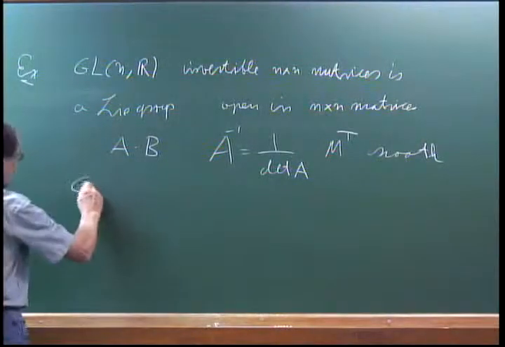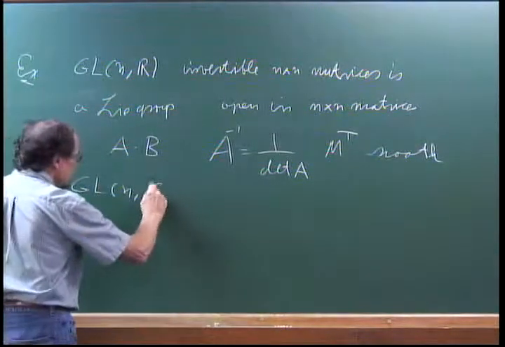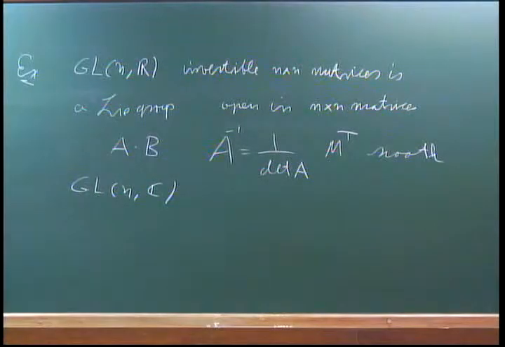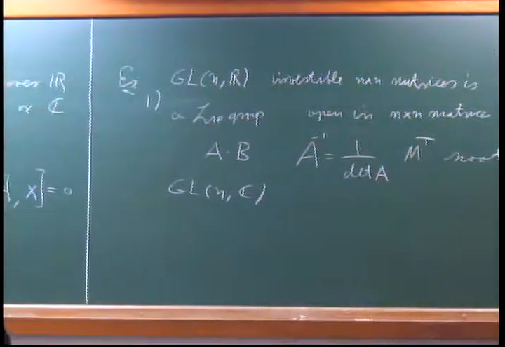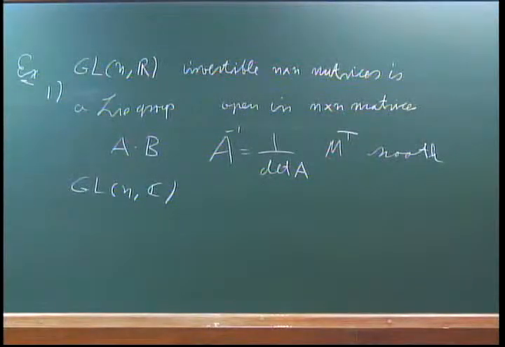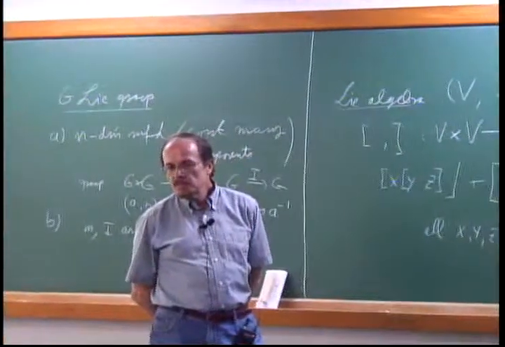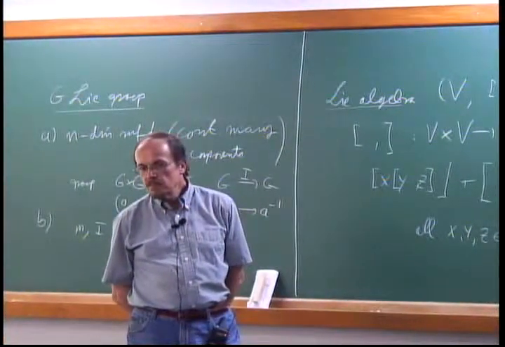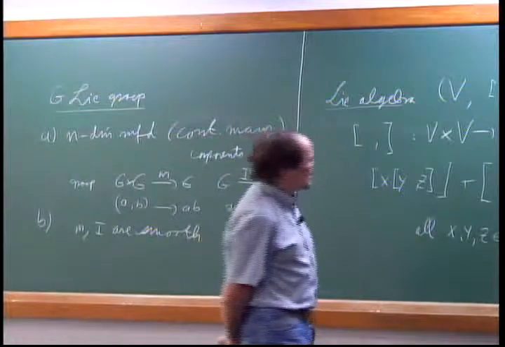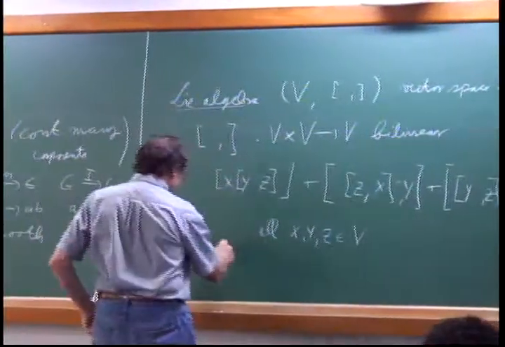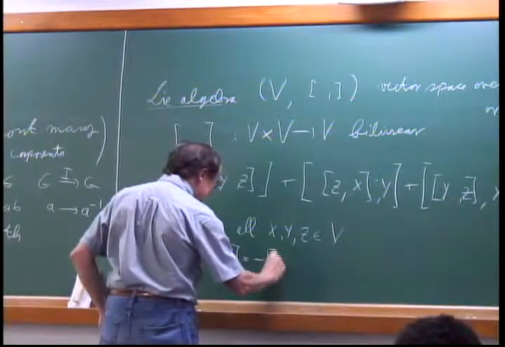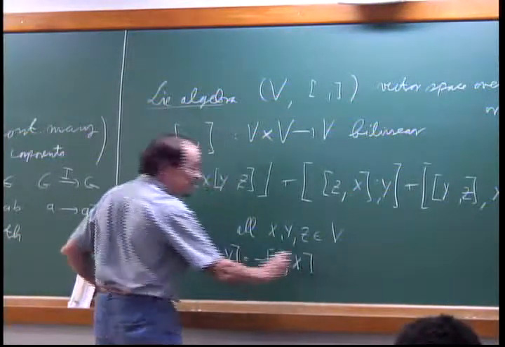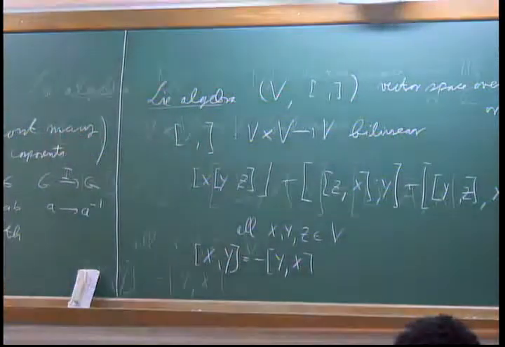And then I can also do the complex numbers. So GL(n,C) is, of course, similarly a Lie group. Yes? In a Lie algebra, the bracket has to be skew-symmetric. I forgot that. You're right. Thank you very much. Very important. Absolutely. Let's be skew-symmetric. Thank you.